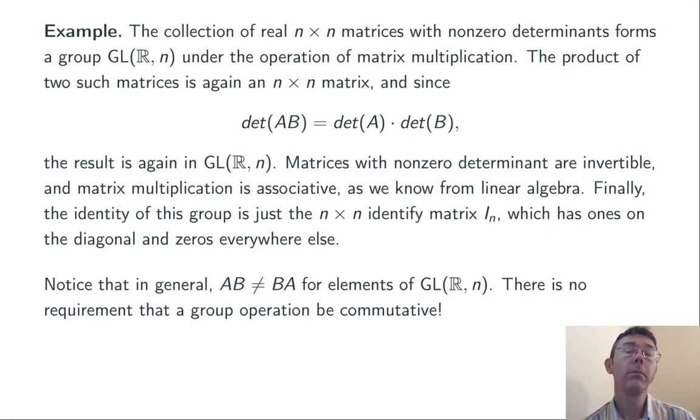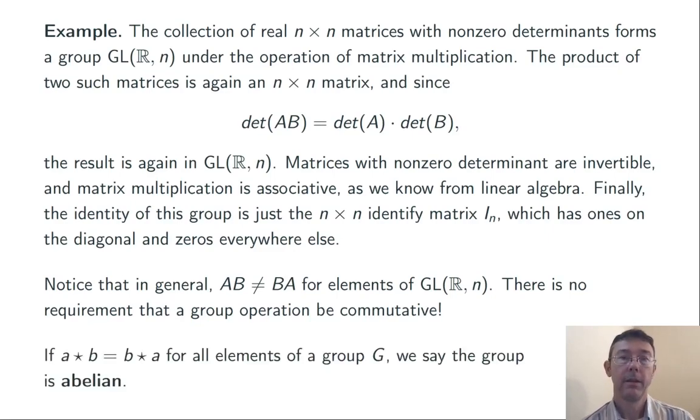So when you're talking about groups, there's no requirement that the operation be commutative. If the operation is commutative, we say that the group is abelian. We don't generally say it's a commutative group. We tend to call it abelian. Most groups that you'll encounter are non-abelian, and so you should never assume that A star B is B star A unless you have good reason to know that.